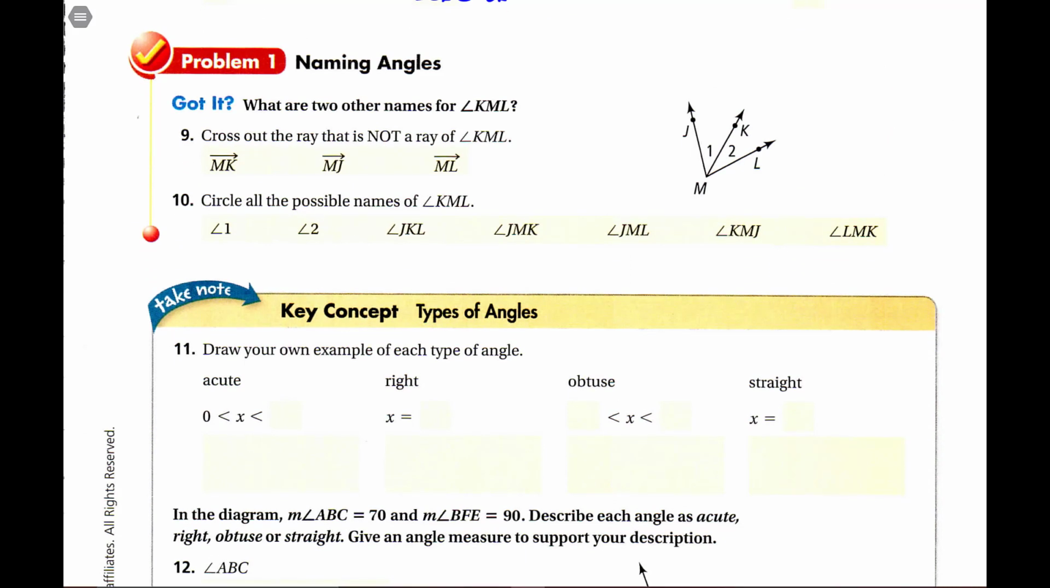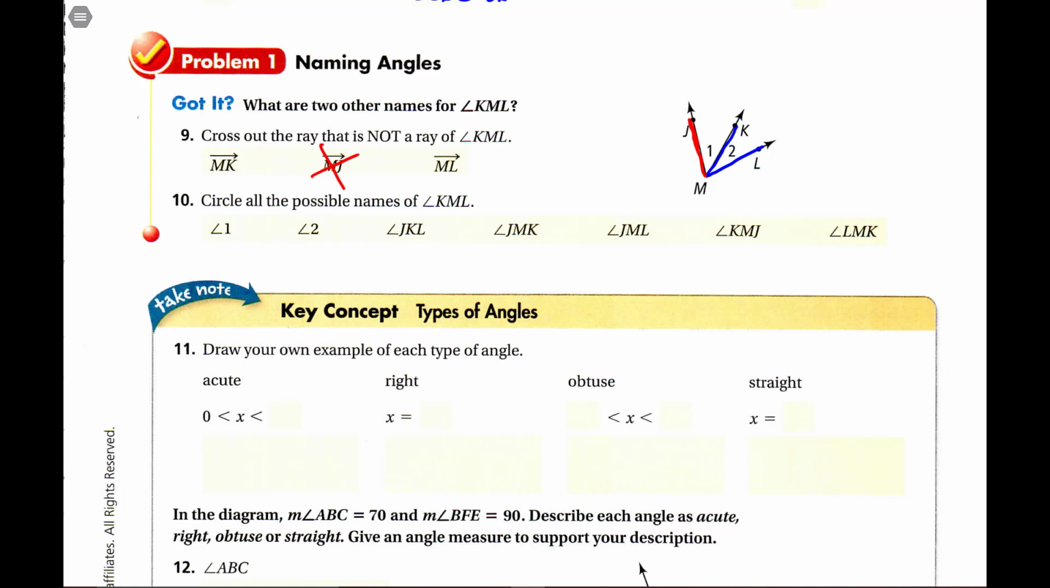For problem number 1, we want to give other names for angle KML. So this angle is KML. That's what we're looking at right now. The first thing we want to do is cross out a ray that is not part of KML. We know that the endpoint has to be M, so all three of these names are still possible. MK is definitely a ray on that angle. MJ is this ray right here, so that is not on that angle. And then ML is the other side of the angle. So the only ray that doesn't apply to this one is MJ.